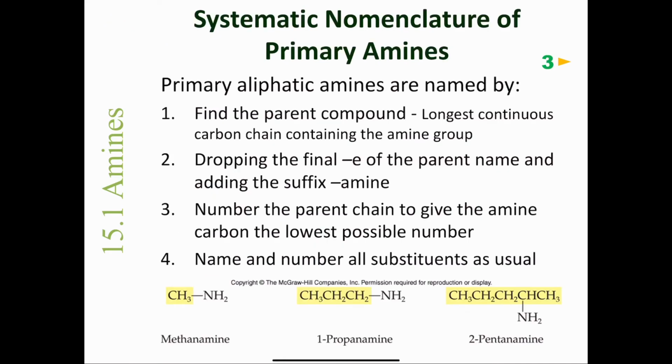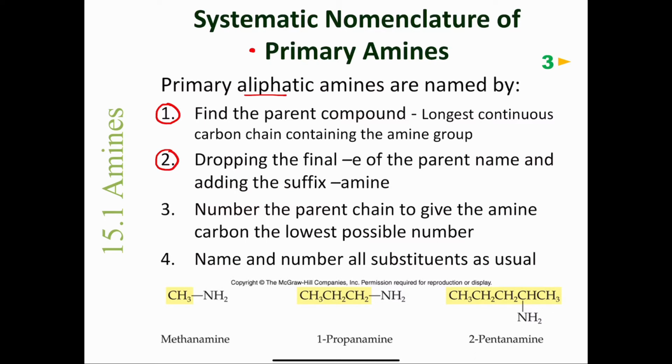The nomenclature of amines is a little bit involved in that we have to learn the nomenclature of primary amines and secondary and tertiary as well. But let's start with primary. And it says here that primary aliphatic, which means non-aromatic amines, are named by first finding the parent compound. So we find the longest continuous carbon chain that contains the amine group. Then we drop the final E of the parent name and we add amine. So for example, if you had ethane, it would become ethaneamine, propaneamine, butaneamine, pentaneamine, so on and so forth.